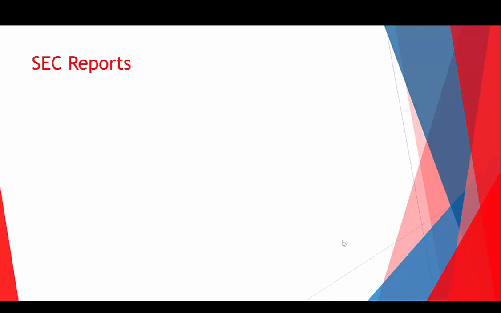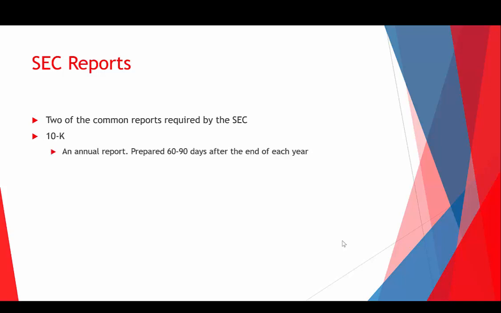All right. Now we go on to the SEC reports. There are a lot of different SEC reports that are required. Probably the two biggest in this course that we're going to get at are the 10K and the 10Q. The 10K is an annual report, and it has to be prepared within 60 to 90 days after the end of each year, depending upon the size of the company.